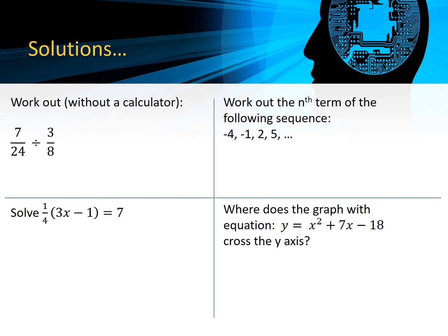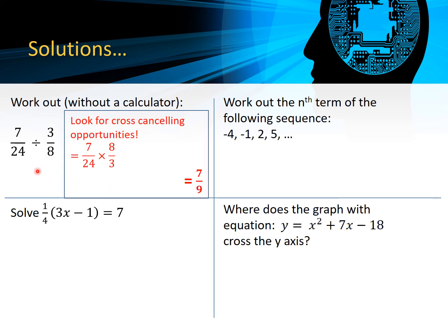Okay, and here are the solutions. With the first one, I did mention that looking out for some cross-cancellation opportunities would be a good idea. What I would like you to spot, rather than getting the numbers really big each time, so rather than doing 24 times 3 and 7 times 8, and then having to cancel it down, is to cancel it down first. You'll notice that 8 and 24 are both in the 8 times table. 8 goes into 8 once, and 8 goes into 24 3 times, which means you're left with much smaller numbers to be able to cancel down. You can now do 7 times 1 and 3 times 3, giving you 7 over 9.